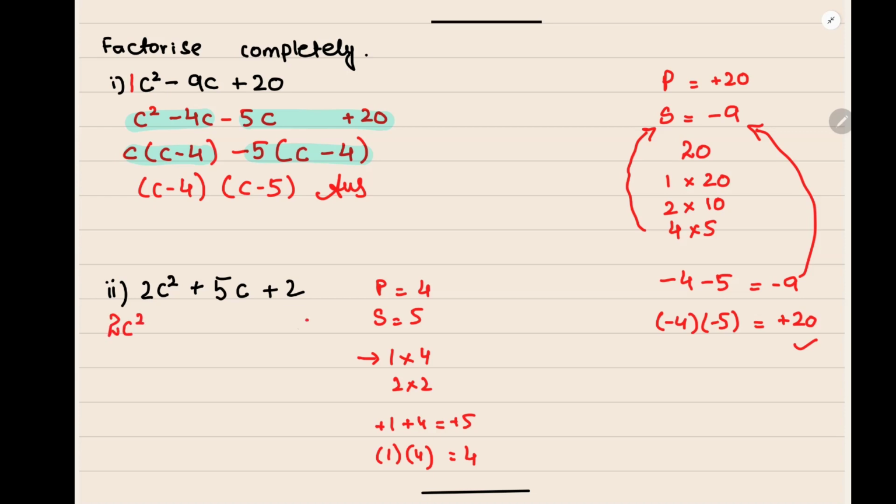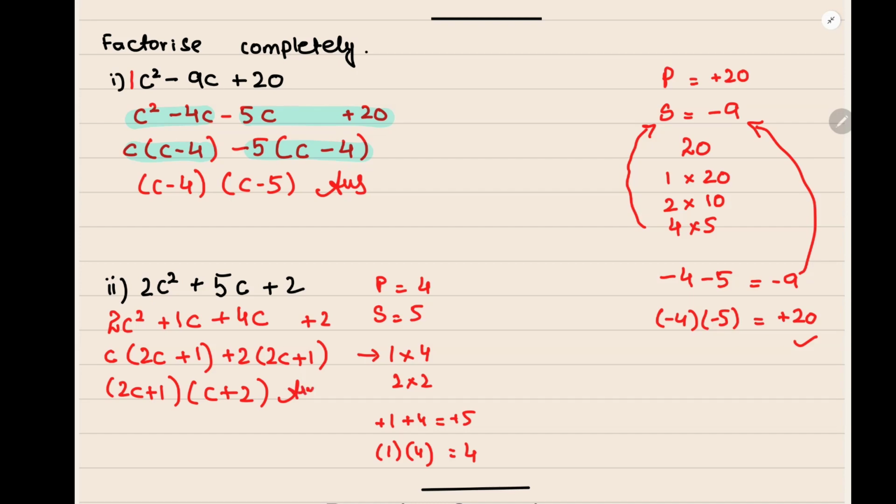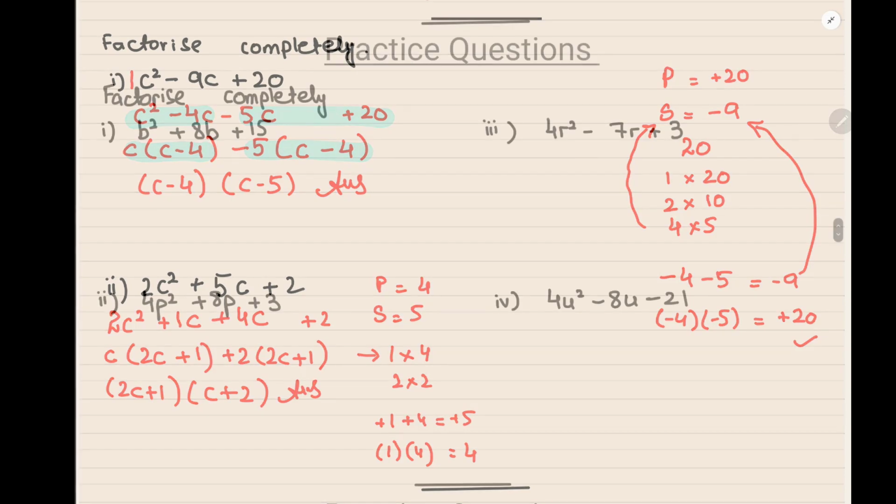2c squared plus 2, and the middle term will be broken according to plus 1c and plus 4c. I'm taking common separately. c, so it should be 2c plus 1, and plus 2, so 2c plus 1. Now 2c plus 1 will be common and c plus 2. So this will be your answer.